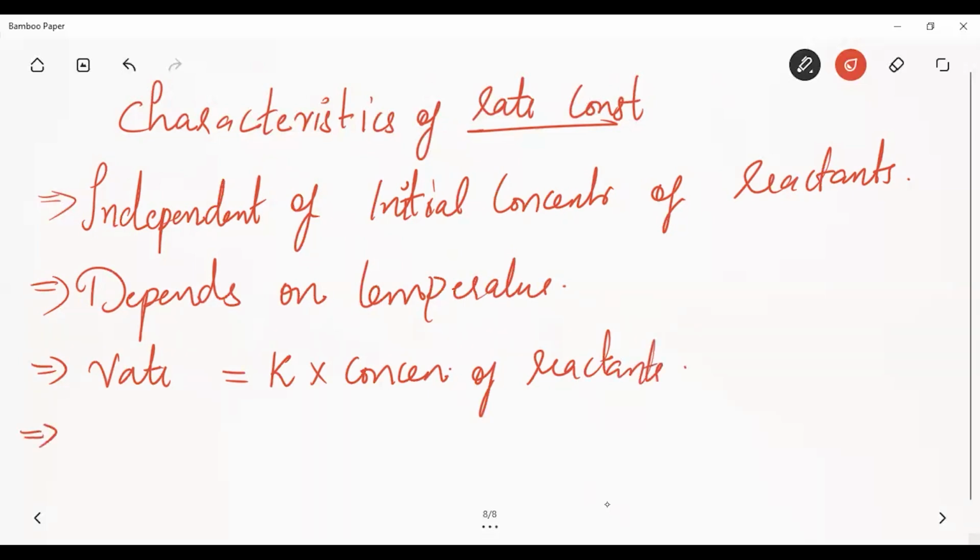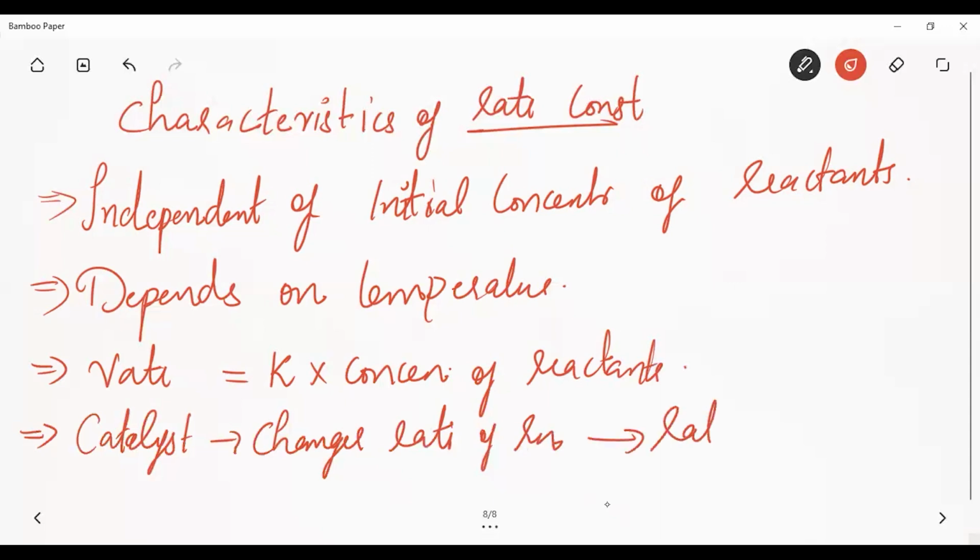The next important point is the presence of a catalyst. If we add a catalyst, what will happen? It lowers the activation energy, hence the rate of the reaction changes. If the reaction rate changes, the rate constant also changes. And the last point is that the unit of K depends on the order. We studied the unit of rate; similarly we will study the unit of the rate constant K.